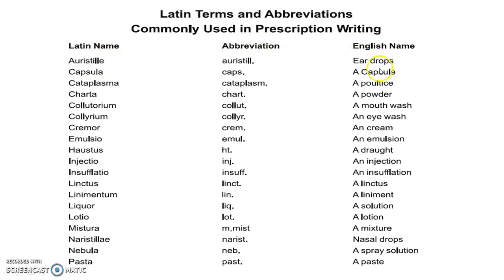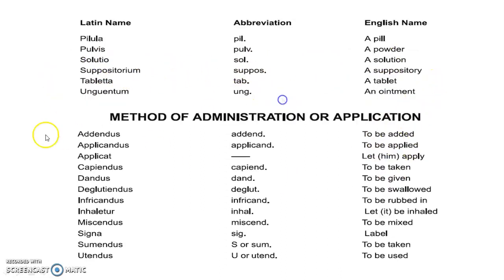For example, let's see here the Latin name is given, the abbreviation is given, and the English name for ear drops, capsule, poultice, powder. All these are dosage forms, and for these dosage forms, these Latin names and abbreviations are used. For example, Auristillae means ear drop, capsula, caps, means a capsule. Like this, for all the dosage forms, some Latin names and abbreviations are given here.